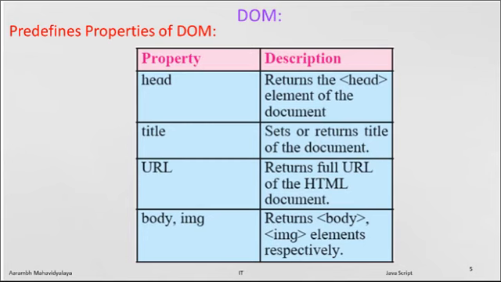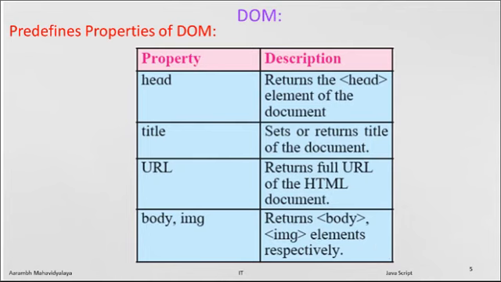Next one is the URL. URL returns the full URL of the HTML document. That means the complete path of your HTML document is shown by the URL property. The next properties, body and images, return the body and image elements respectively.